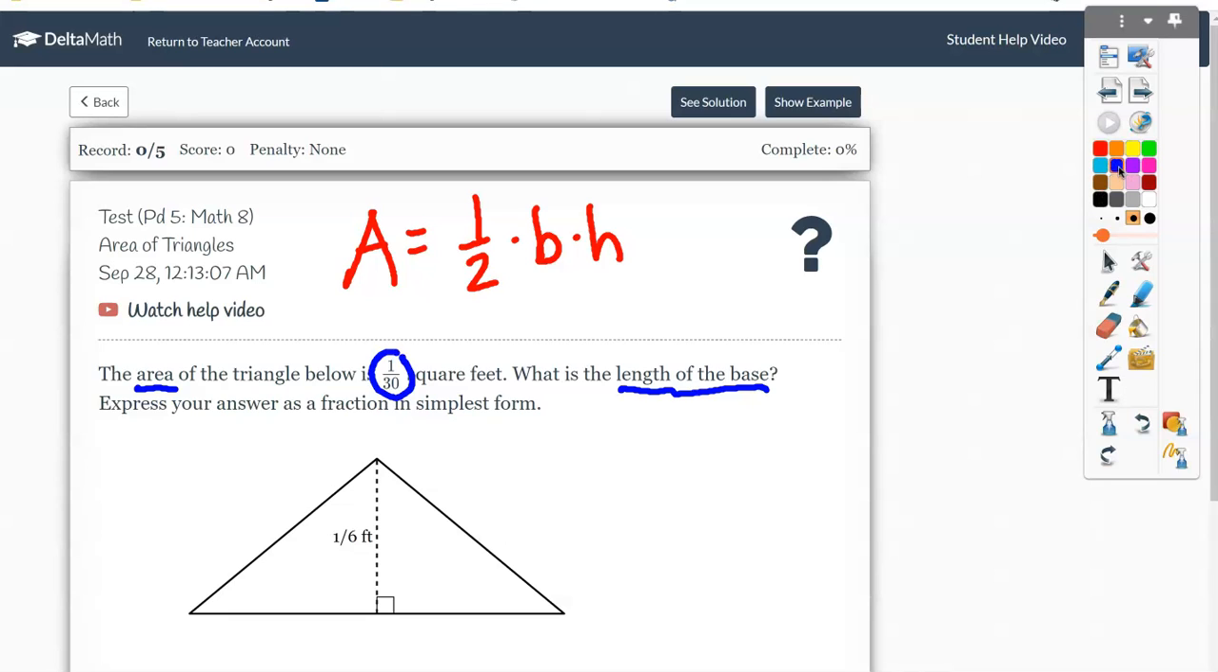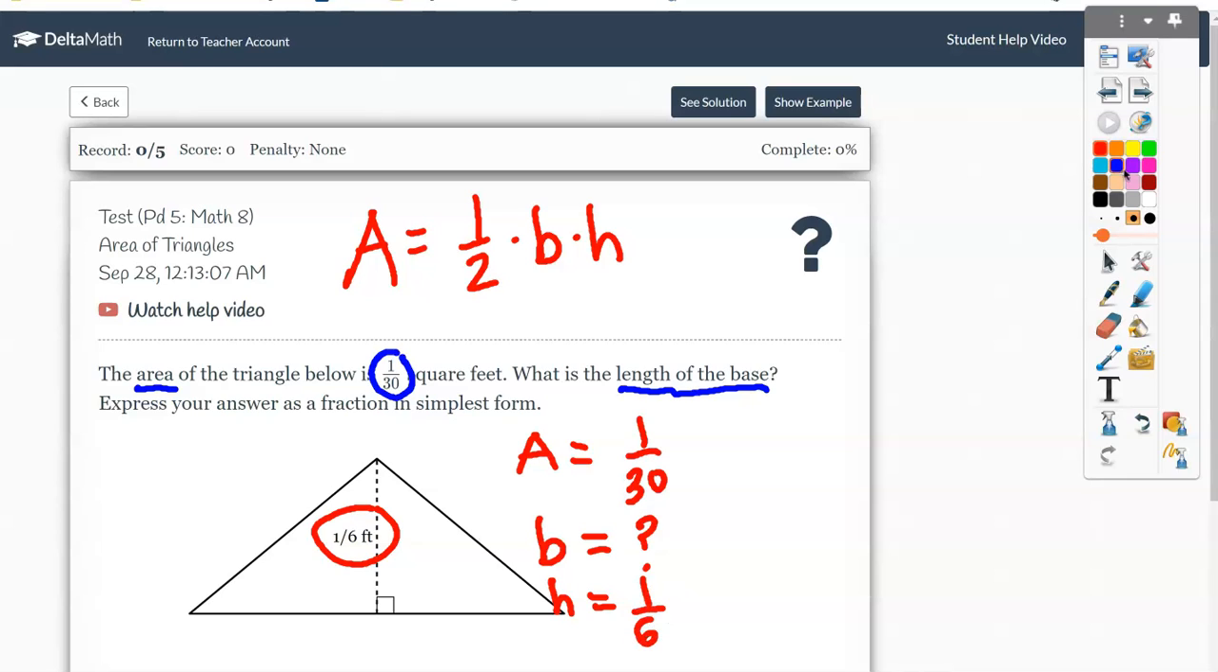So let's take notes on what we were told in the formula, in the question. We were told that the area is equal to 1/30. We were asked what the length of the base is, so that we don't know. And I can see here in the diagram that the height is equal to the fraction 1/6.